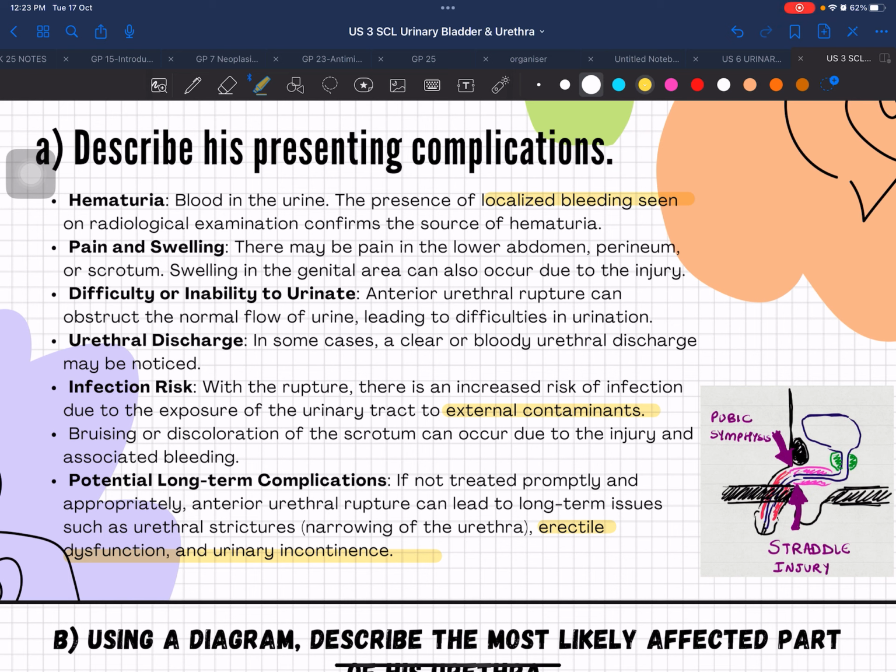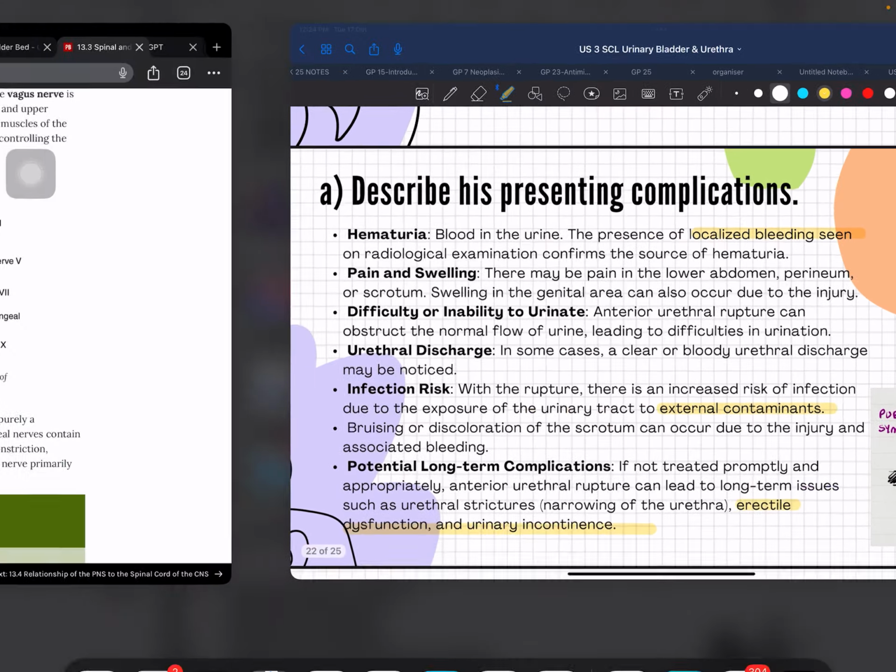And then the last one would be potential long-term complications. In the event the patient is not treated properly or appropriately, anterior urethral rupture can lead to long-term issues such as urethral strictures, which is narrowing of the urethra, erectile dysfunction, and urinary incontinence.